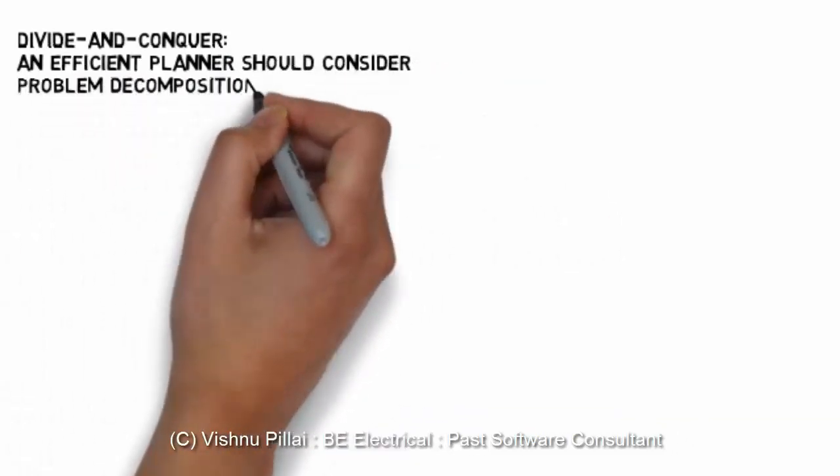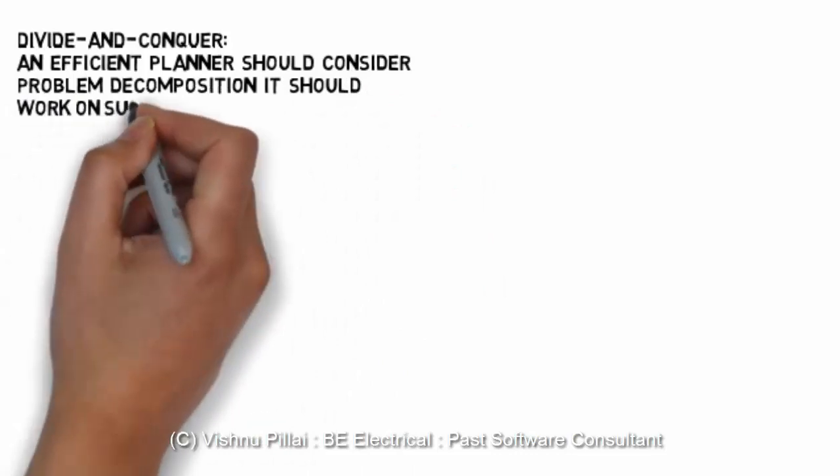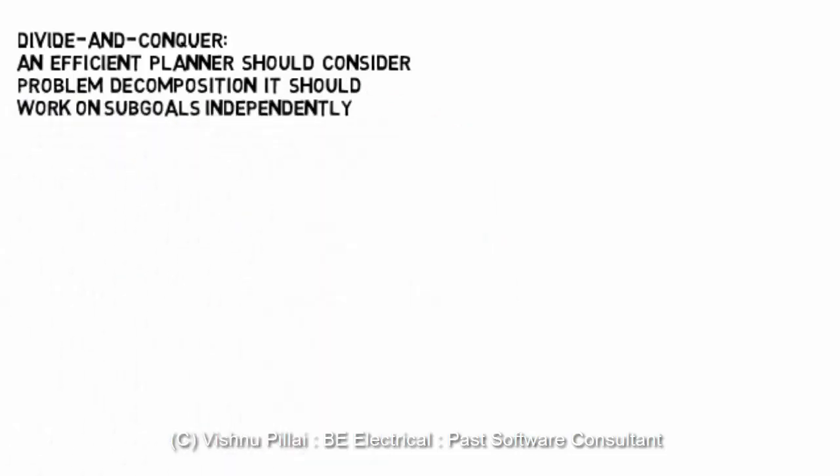Divide and conquer is one of the methods. An efficient planner should consider problem decomposition. It should work on sub-goals independently. For example, going to the supermarket is the first goal, and once you are at the supermarket, you can buy milk, banana and bread. But if your budget is only 20, the agent should again be able to consider the budget while planning. You can add more such functionality by using planning.